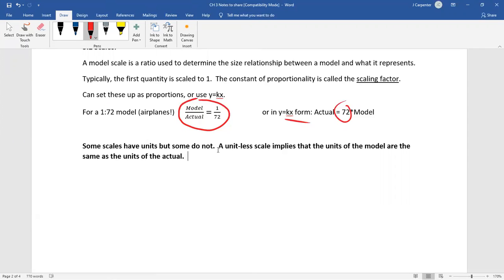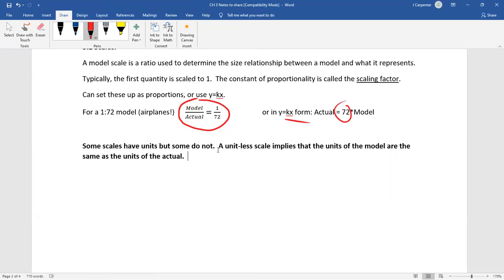I could also say 1 inch is 72 inches. I could say 1 kilometer is 72 kilometers. I could put any units I want as long as they're a distance unit, and it would be true. Now, I may have been taking a 72-foot trailer and putting it down to 1 foot, but the conversion factor is still exactly true if you did it in yards or meters or kilometers or inches or centimeters or whatever you like. So when you're scaling from the same units, it's called a unitless scale or unitless model.